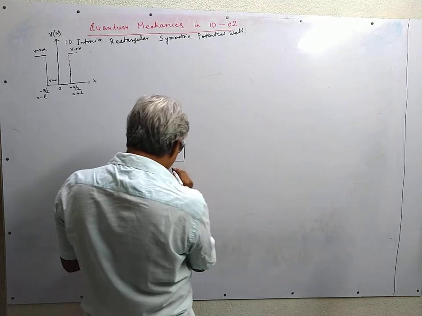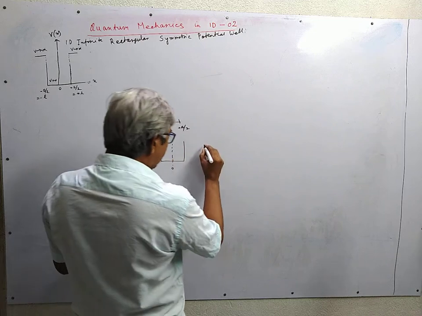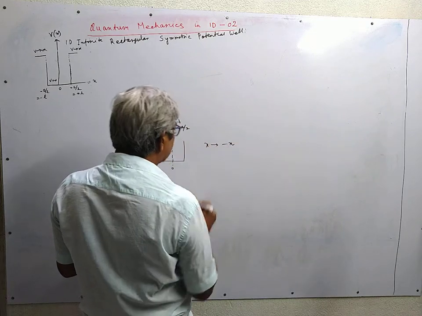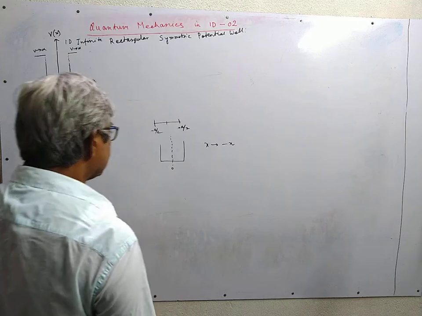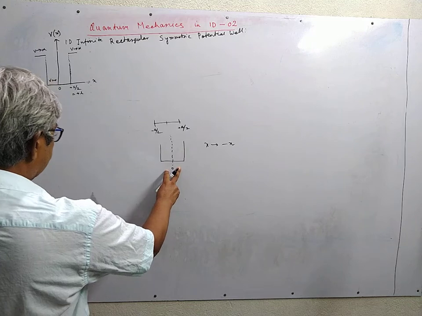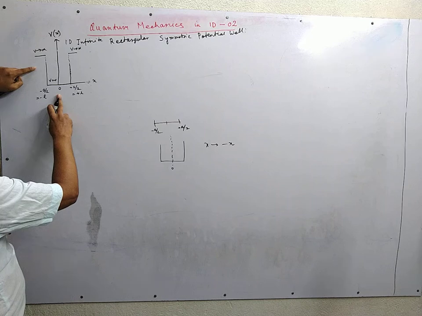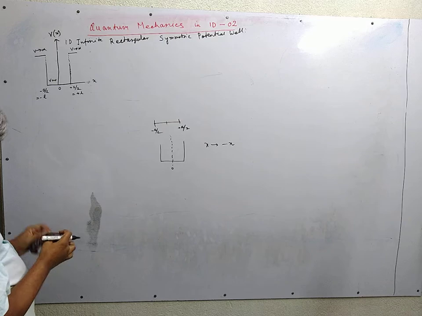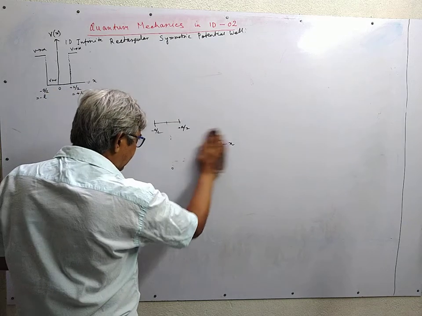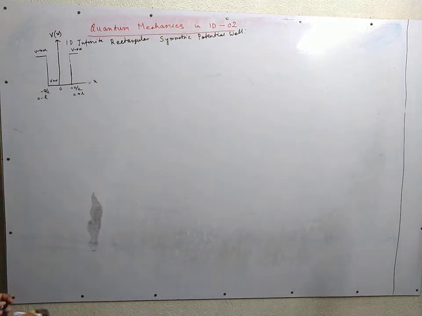That is, if we choose the position coordinate system at the middle of the well, and if we replace x by minus x, nothing changes. So the potential is an even function if we choose it in this way. That is the way we have chosen the origin of position coordinate at the middle of the well, so the potential is an even function. This is a symmetry of the system that was there, but in the earlier class we haven't considered this.